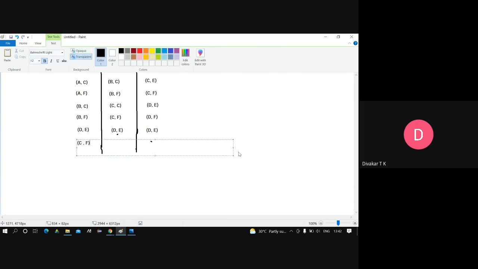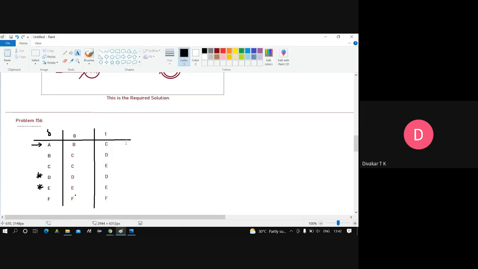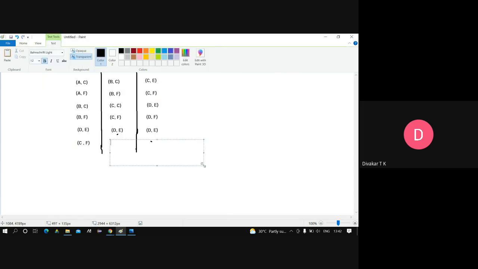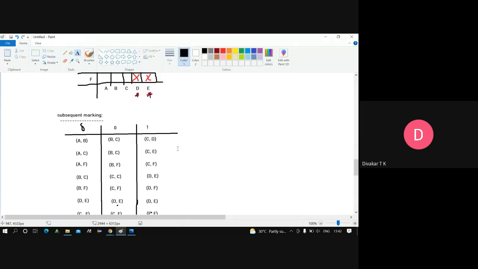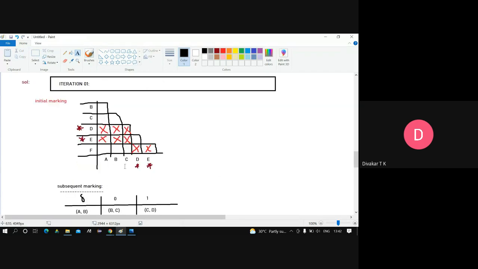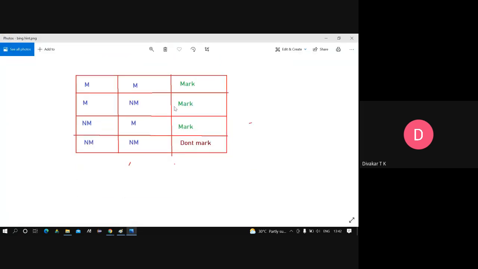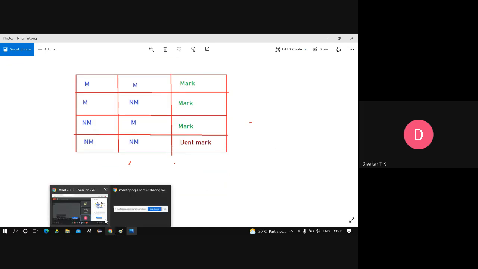CF. Okay, CF meaning CF, EF. So great. This is what we have done. 7 empty cells are there. All 7 empty cells are written here. Then you have to check subsequent marking here in the second table. If no marking, then don't mark. If anyone is marking, you have to mark it. That's very simple. Straightforward.